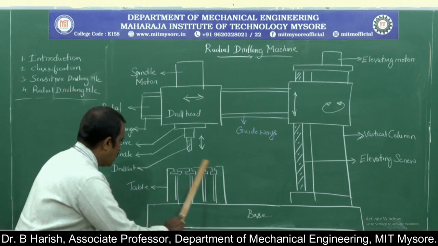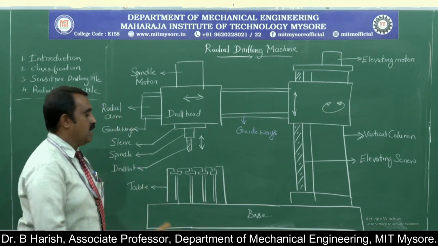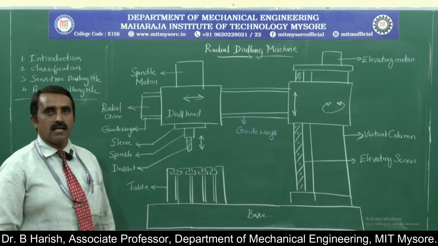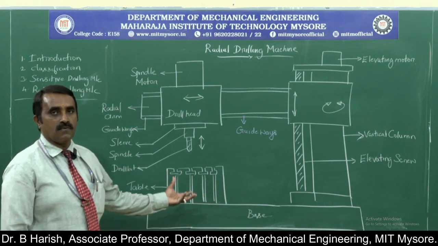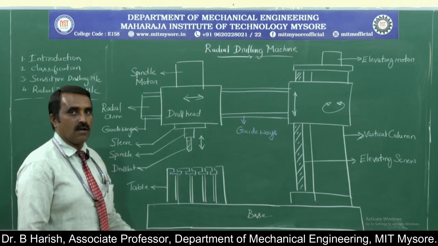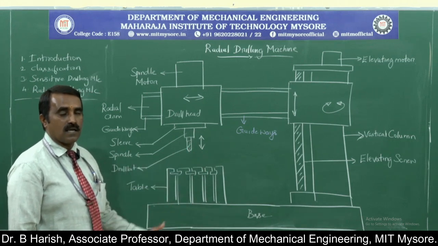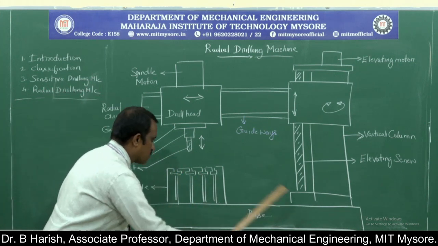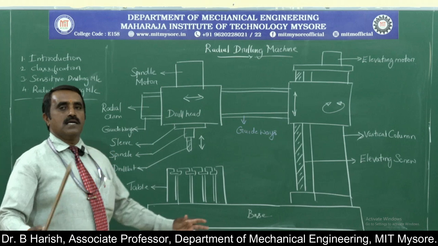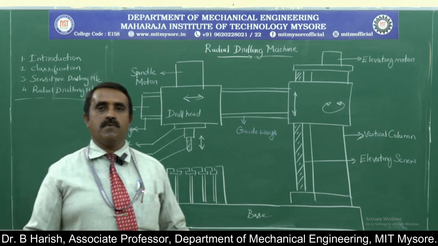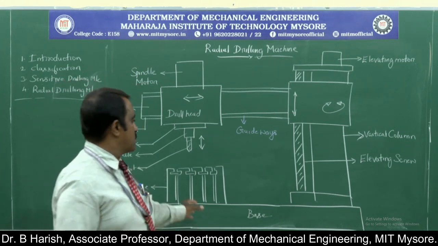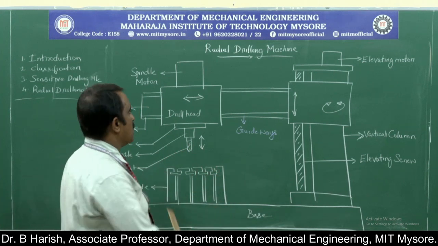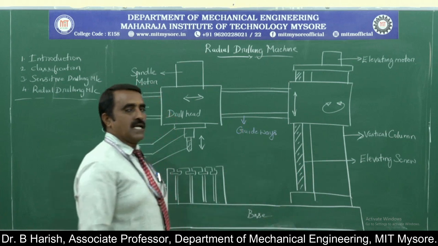Then you have got a table, you can see this is the table. So the table is fixed on the base. In the previous case, the drilling machine table was connected to the vertical column. The drawback was that big size jobs could not be worked on. But here since the table is fixed on the base, whatever may be the size of the job, very small job or medium size or big jobs can be placed on the table and the required operation can be performed. So these are the individual parts of this radial drilling machine.